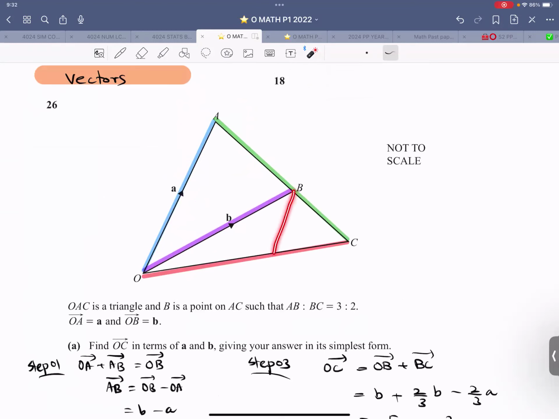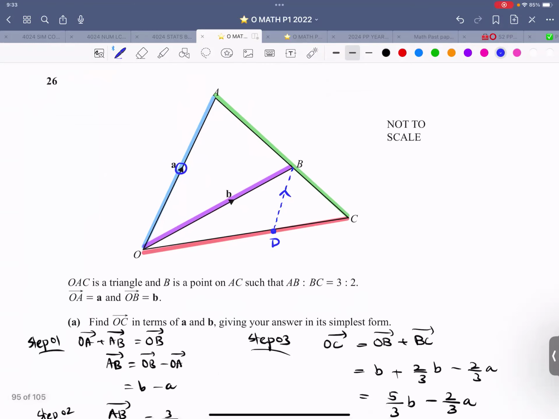Now, in order for it to be a trapezium, these two don't look parallel. Therefore, these two should be parallel. So let me just draw a line over here like this. Just a rough diagram. And somewhere over here is D. So basically, I should prove that DB and OA are parallel. So how can I find DB? I can say OB plus BD is equal to OD.